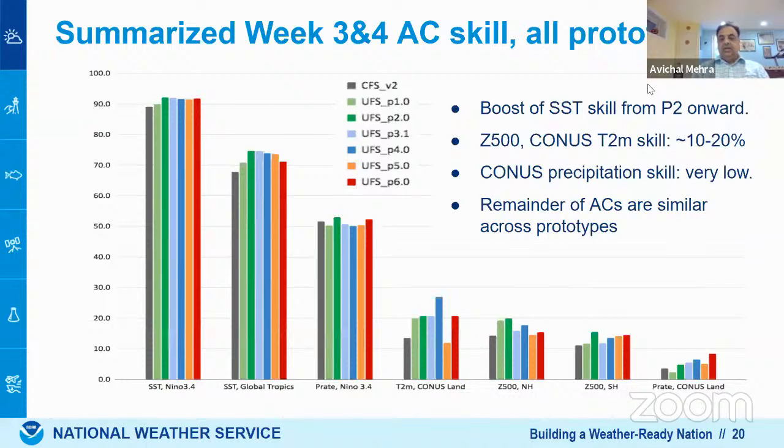And here is a summary for weeks 3 and 4 anomaly correlation skill, comparing all prototypes with CFS. In general, we see a boost of SST skill from prototype 2 onwards, which can be attributed to better initial ocean conditions. For 500 millibar height anomaly in the northern hemisphere and CONUS 2-meter temperatures, skill varies between 10 and 20%. CONUS precipitation skill remains low. Some improvement with prototype 6, but the remainder of the ACs are quite similar across all the prototypes.